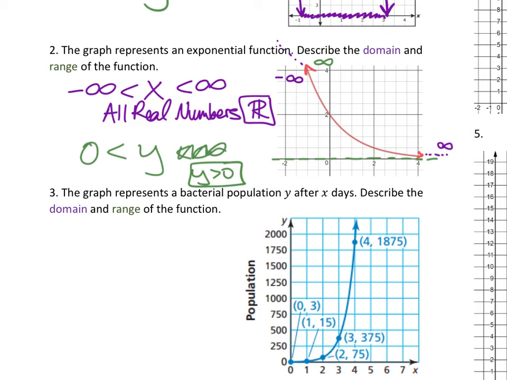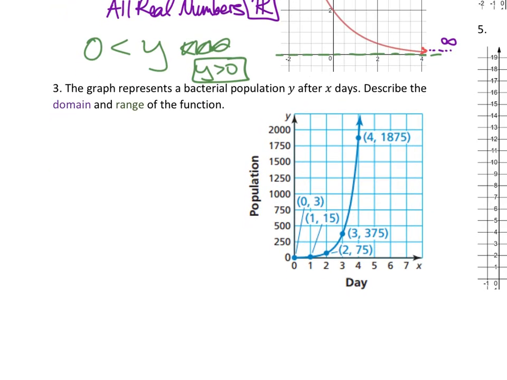Cool. Now the only way I can make this more confusing is if I put a real world scenario on it. Now this is the main reason we do domain and range. We want to know what's reasonable for our inputs and outputs when we're actually studying something with math. Number 3 has a bacterial population, a certain number of days, and how much it grows. Okay, here's a couple things we notice. We notice that the very, very first day right here, day 0, we have 3 bacteria in our population.